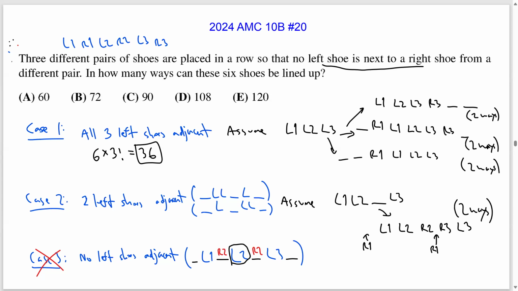Any other positioning of these shoes is going to violate the condition in the problem. So therefore, there are 2 ways to line the shoes, assuming this ordering of L1, L2, followed by some right shoes, followed by L3. Remembering that we need to multiply our answer by 12, this is going to give 24 ways for case 2. As we saw, case 3 was impossible. So therefore, the number of ways is going to be 36 plus 24, which will give us 60 as our final answer, which is A.